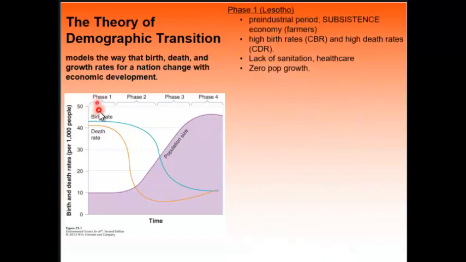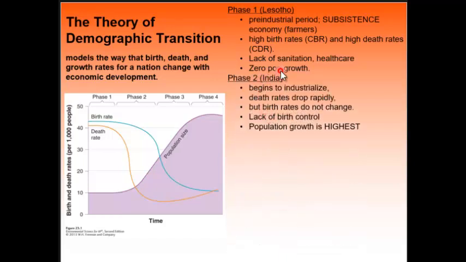Okay, so phase 1, one more time. Phase 1, you should be able to describe this, and here are some reasons for it. Phase 1, like the country Lesotho, which is in southern Africa, which was a British colony. They became independent in 1966, I think. They were a subsistence society or economy. They're very pre-industrial still, and they're farmers. So they have a very high birth rate, and they have a high death rate because they lack sanitation and healthcare. See how they're all related? Therefore, their population really doesn't grow yet, but they're going to transition into phase 2 eventually.